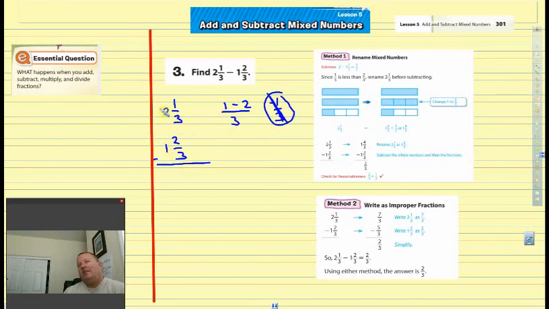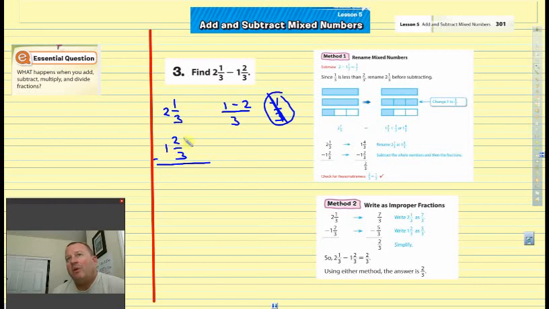I've got plenty here. I've got plenty to subtract from. I should never even get to 0, because I'm only subtracting 1 2/3. If I subtracted 2 1/3 minus 2 1/3, I would get to 0. But I don't have enough in the fraction to subtract. So the question is, what are some things that I can do?